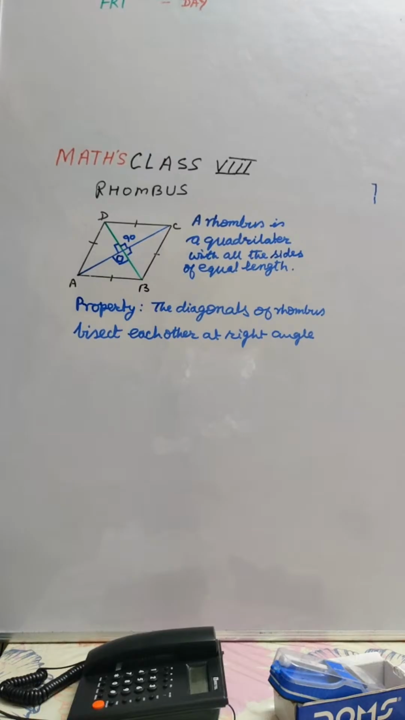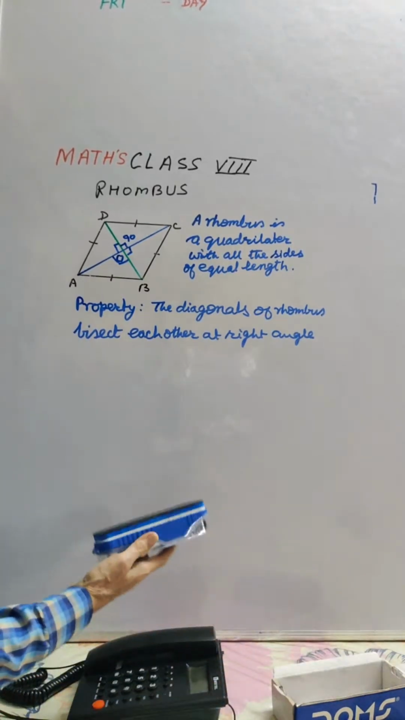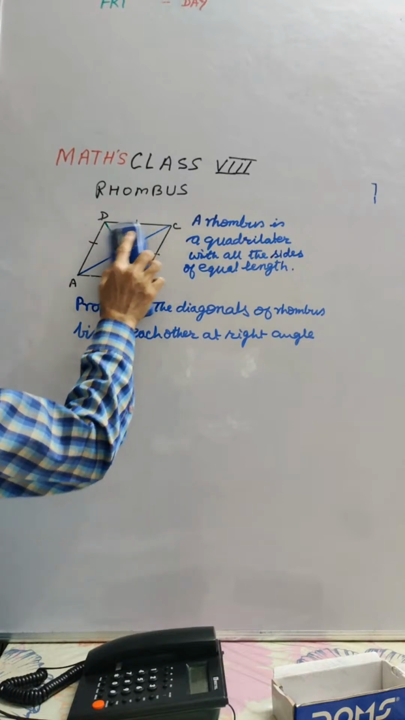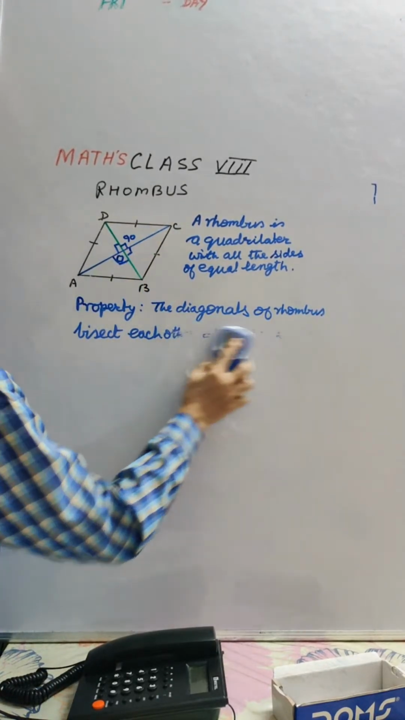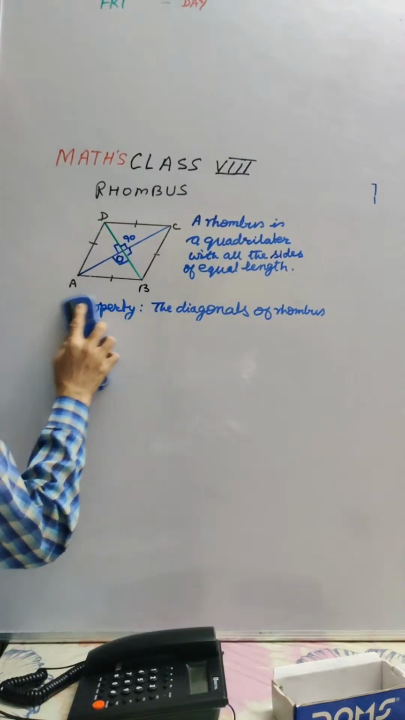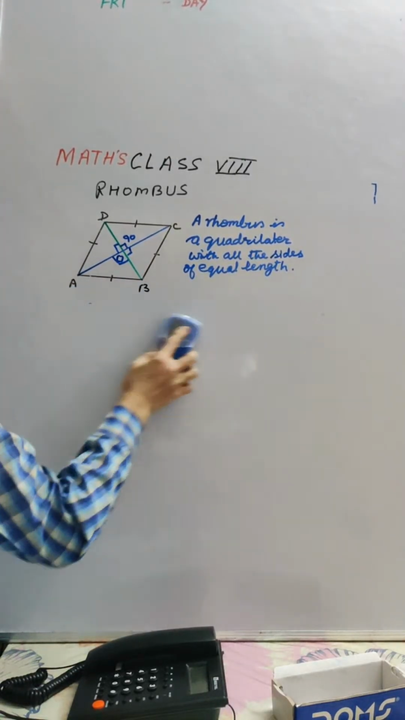Now after rhombus there is rectangle. We shall take rectangle. Rectangle is also a type of parallelogram with all the angles right angle. All the angles in it are right angles, and a rectangle is a parallelogram. After rhombus we shall take rectangle.